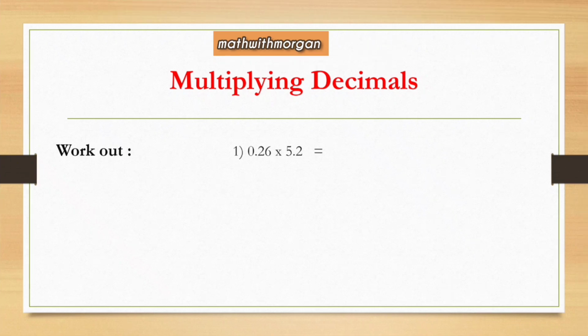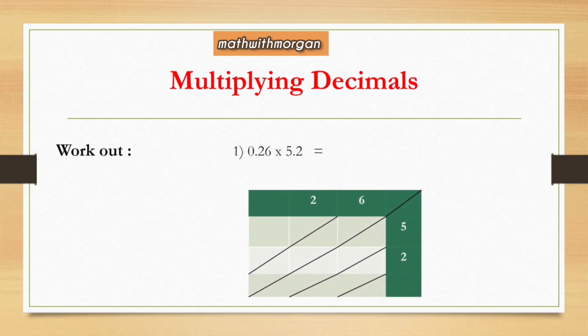Okay, so we're just going to have a lattice here with each of the numbers 26 and 52. We're just going to ignore the decimals for a start and work with 26 and 52. Now what happens is we multiply each of the numbers one at a time. So we're going to have 2 times 5, which is 10, 6 times 5, which is 30, 2 times 2, which is 04, and 6 times 2, which would just be 12.